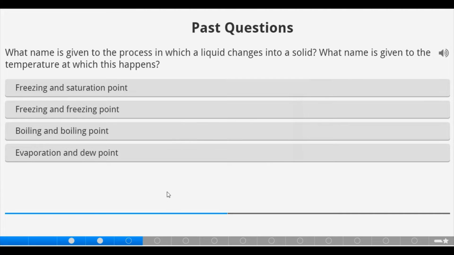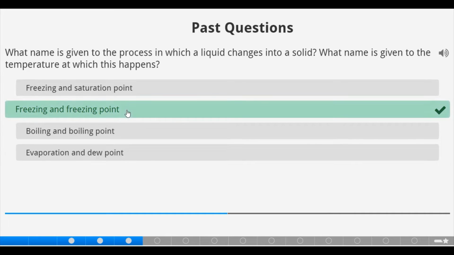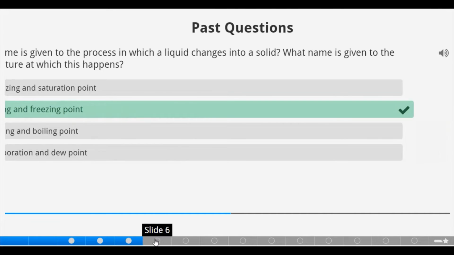Again, past question. What name is given to the process in which a liquid changes into a solid? Liquid becomes solid when what? Freezing occurs. And the name given to the temperature at which this happens is the what? The freezing point. So our answer now will be what? Freezing and freezing point. Do we have it? That's correct.